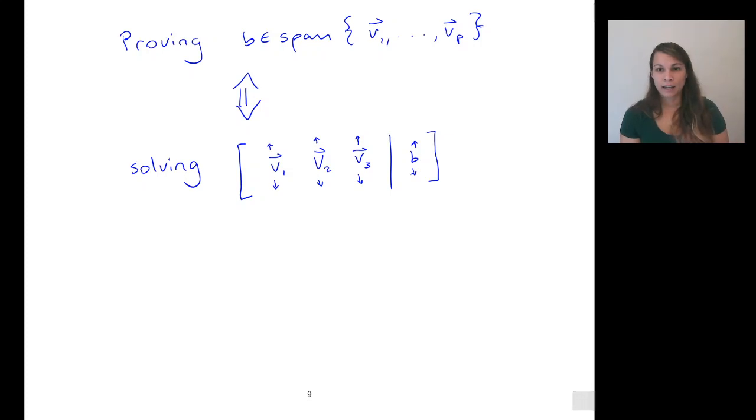So all we did today was I introduced some concept called span, which we're going to move on and do some fantastic things with. But span is just solving systems of linear equations. All right, that's our takeaway for today. Thank you so much.